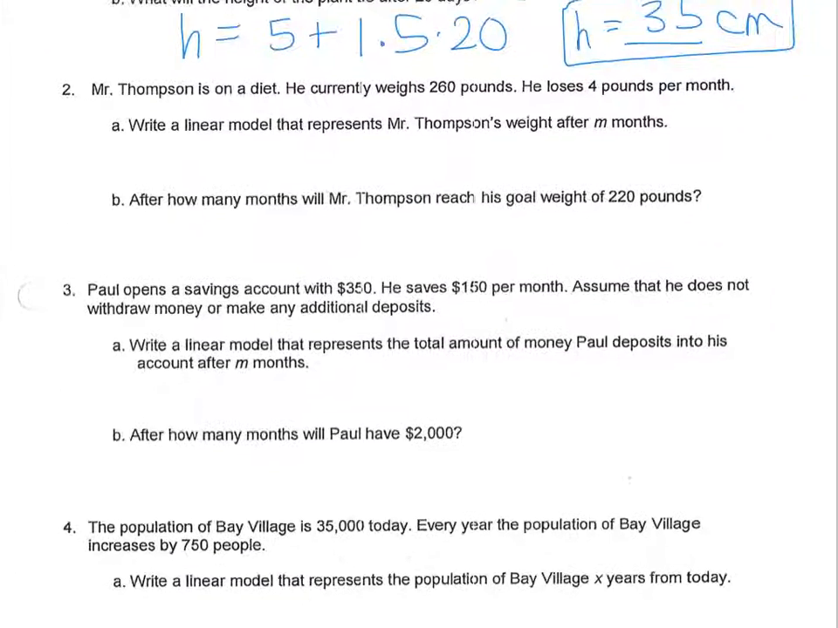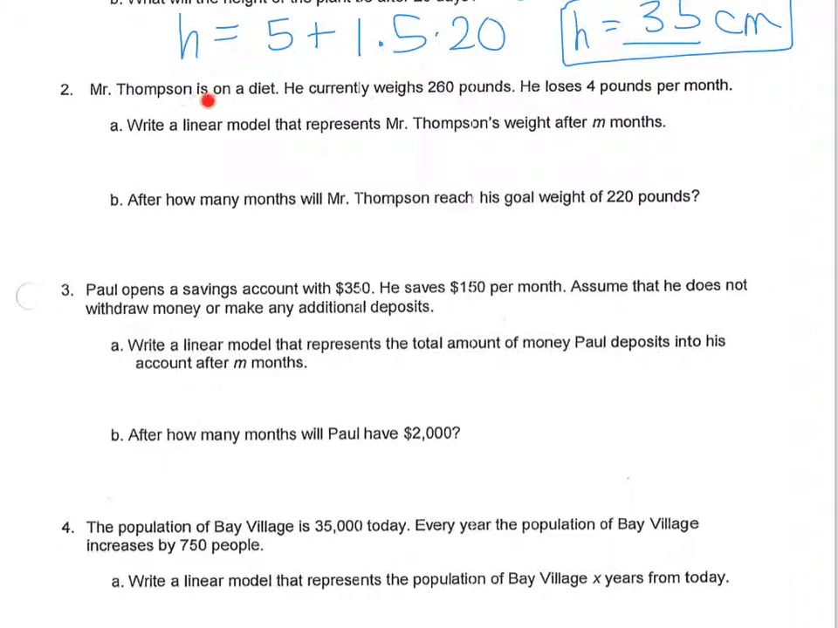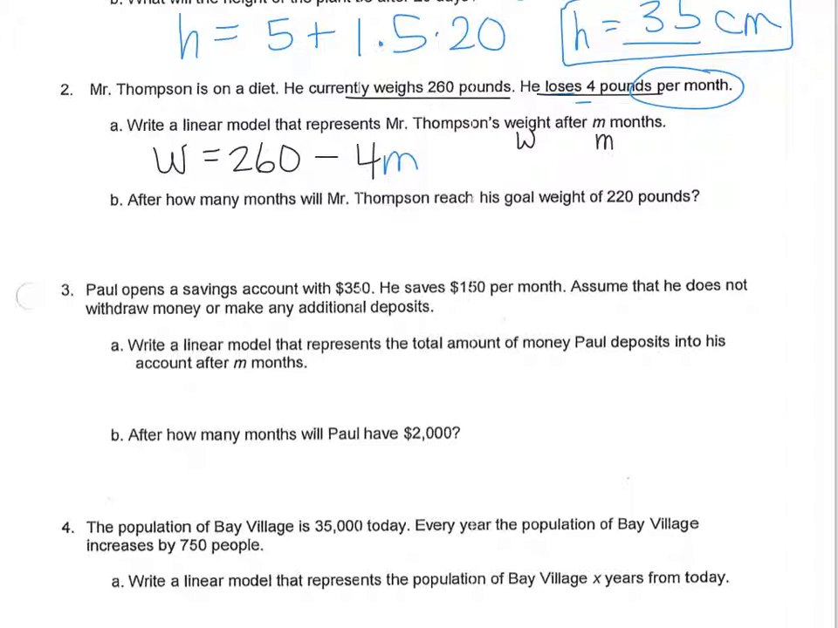Okay, number 2. Mr. Thomas is on a diet. He currently weighs 260 pounds. He loses 4 pounds per month. So loses means minus. Write a linear model that represents Mr. Thomas's weight after M months. Our two variables are weight and months. What is his weight equal to? It starts at 260 pounds, and he's losing, so it's going down 4 pounds per month, so it's minus 4M.